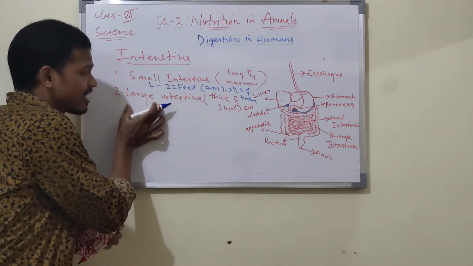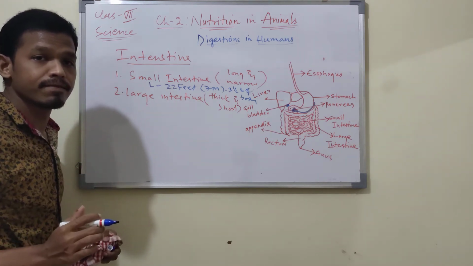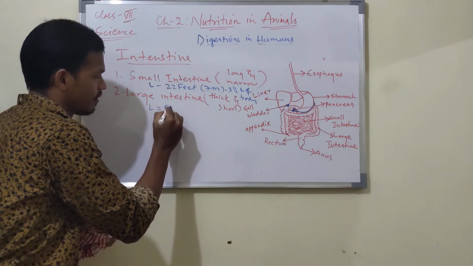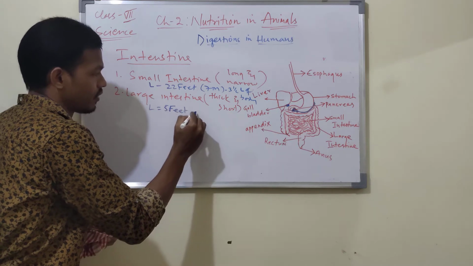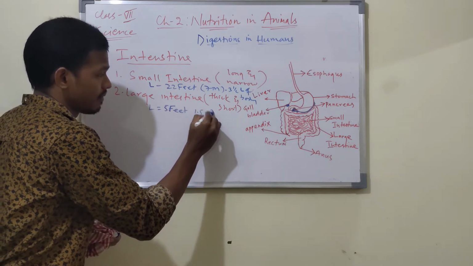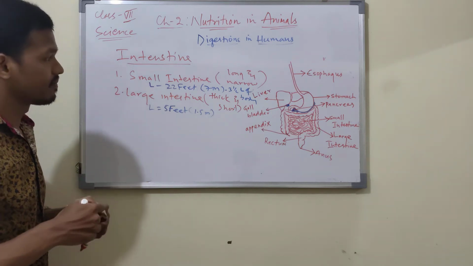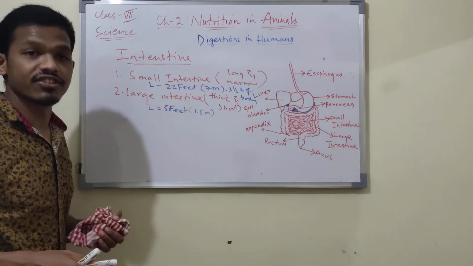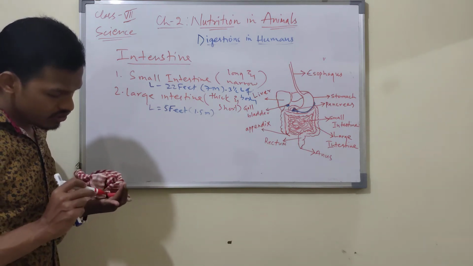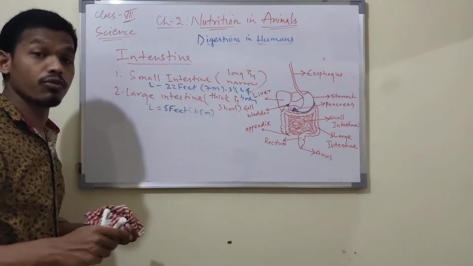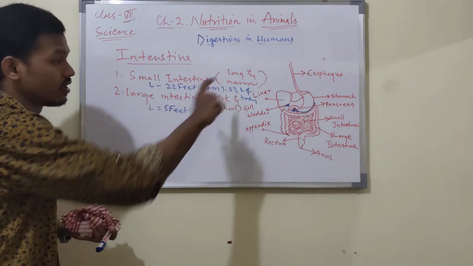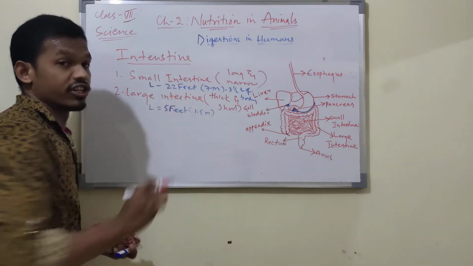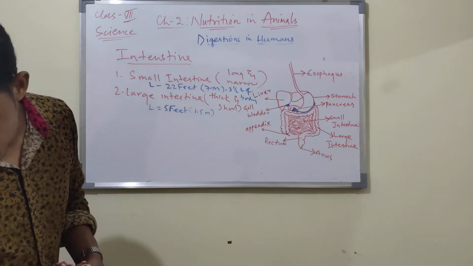So what is the approximate length of large intestine? 5 feet. We can say in meters, 1.5 meters. Got it now? They are divided into two parts, that is small intestine and large intestine. We'll study one by one. Just note it down in your rough notebook. You will not find this in the textbook. So now we'll study small intestine.